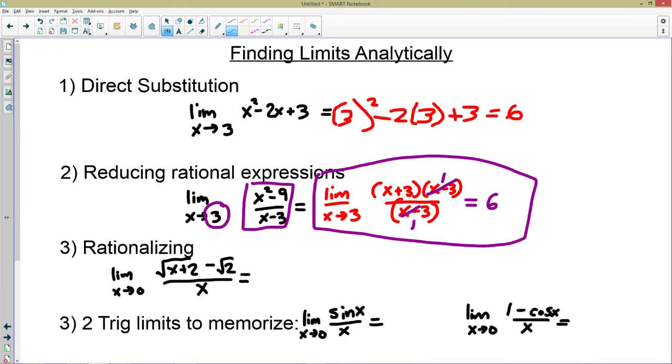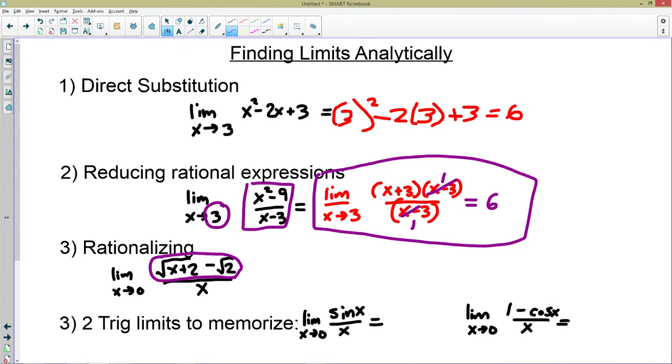Okay, the next one is rationalizing. So if you do a direct sub into this function here, you're going to get 0 minus radical 2 over 0. And that's not going to be a real answer here. So what we can do, though, is notice that this can be changed by, I'm going to erase the equal sign here, multiplying by the conjugate. So let's see what that would look like.